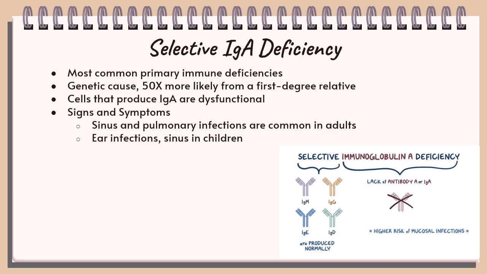Genetic cause: 50 times more likely from a first degree relative. Cells that produce IgA are dysfunctional, so they just don't have IgA antibody in their body. Signs and symptoms are recurrent sinus and pulmonary infections, common in adults, and severe ear infections and constant sinus infections in children.